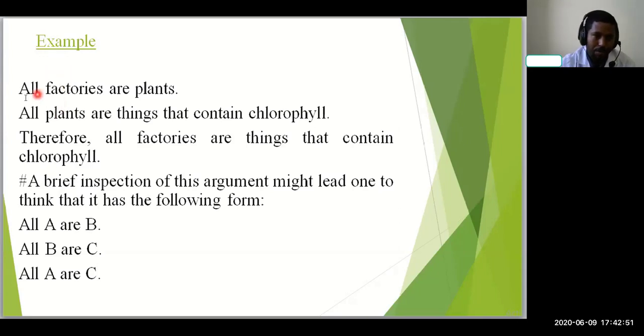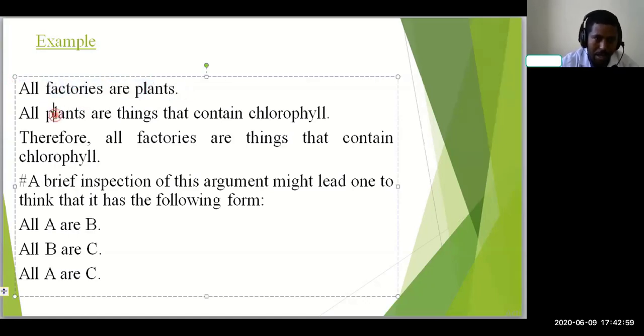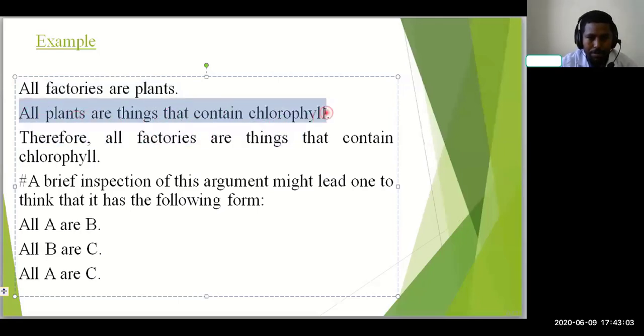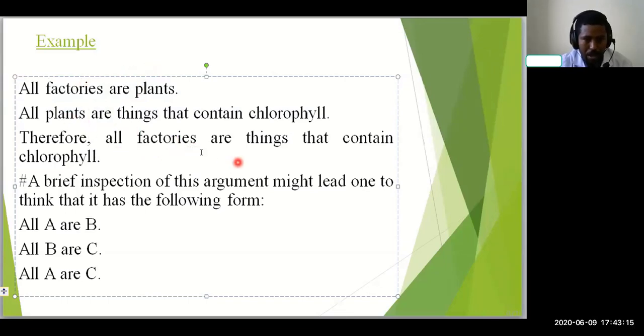Look at this example. It says all factories are plants. This is the first premise. The second premise says all plants are things that contain chlorophyll. And the conclusion of this argument is all factories are things that contain chlorophyll. When we change this wording into this form, A means factories, B represents plants, all A are B, all B are C, you see, things that contain chlorophyll are C, so all A are C.